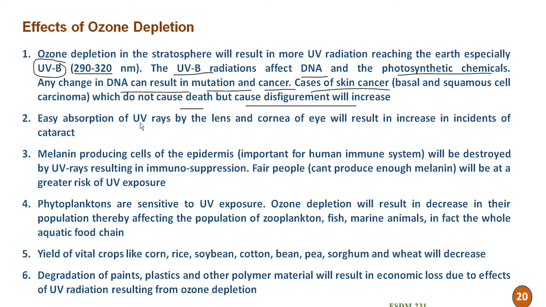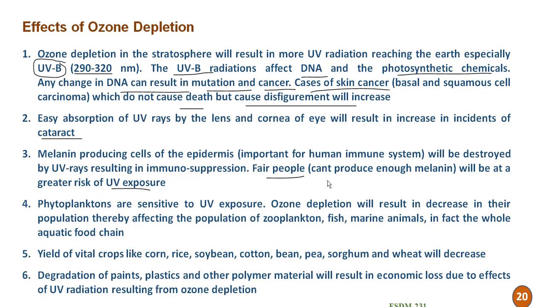And easy absorption of UV radiation by the lens and cornea of the eye will result in an increased incidence of cataract. So due to this ozone depletion, there might be a chance of an increase in the incidence of cataract. Then melanin-producing cells of the epidermis, important for the human system, will be destroyed by UV rays, resulting in immunosuppression. And fair people, who can't produce enough melanin, will be at greater risk of UV exposure.